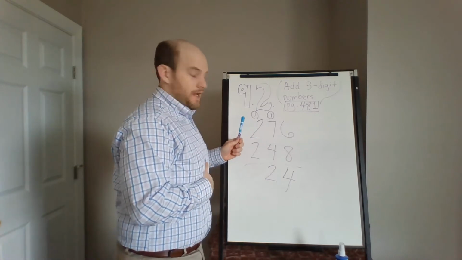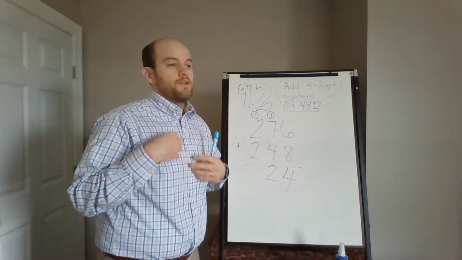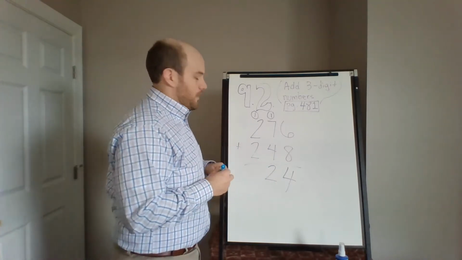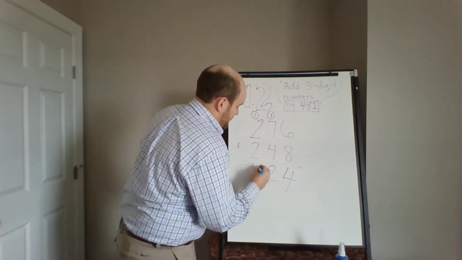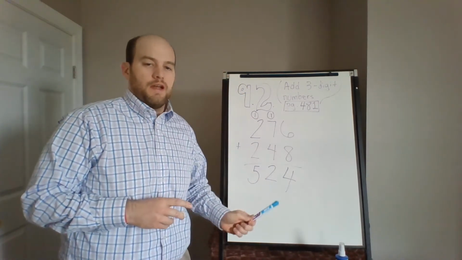Last column, the hundreds column. 2 plus 2. So 2 plus 2 is 4. Plus 1 is 5. 524 should be your answer.